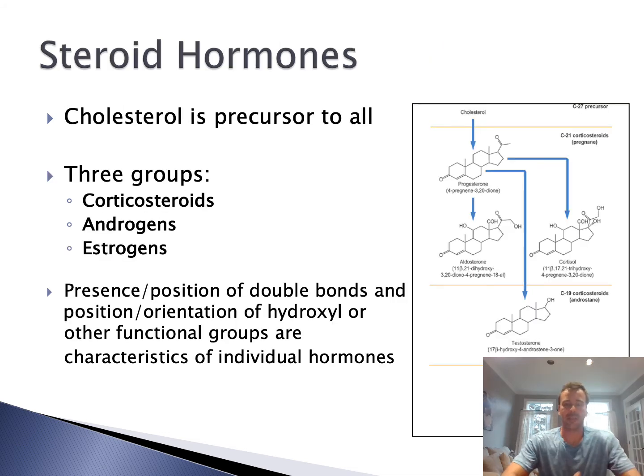That's bile acids. Cholesterol is also important for making steroid hormones, so cholesterol is a precursor to all these, and some of these are shown here. There's three main groups: corticosteroids, androgens, and estrogens. Essentially, the presence and the positions of various double bonds and the orientations of the hydroxyl groups or other functional groups are characteristics of individual hormones. So you can see these are just slightly different from each other, just by the decorations that are on the ring here.